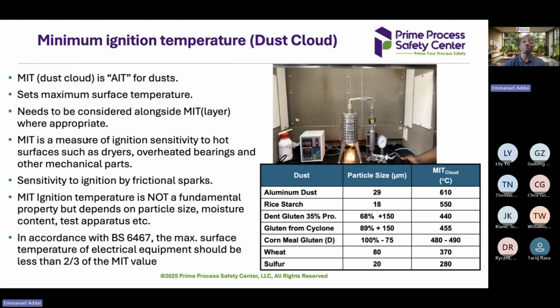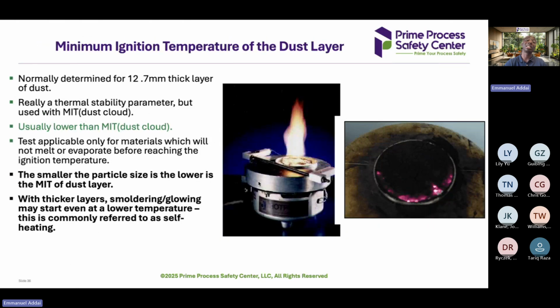And normally, I'll jump into that very soon when we are doing area classification, where selection of your equipment is basically based on temperature. If you have heard of T code, I'll come into that very soon. What about the layer? You can see these are also some of the data. Don't use this data. This is generic data, and you have to test your own material to determine the explosibility or the minimum ignition temperature of your own material. So the next aspect here is the ignition layer.